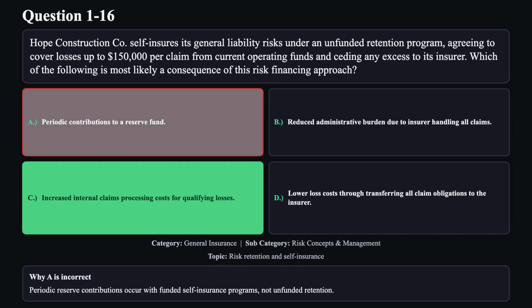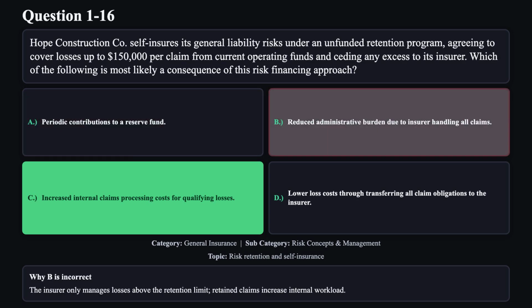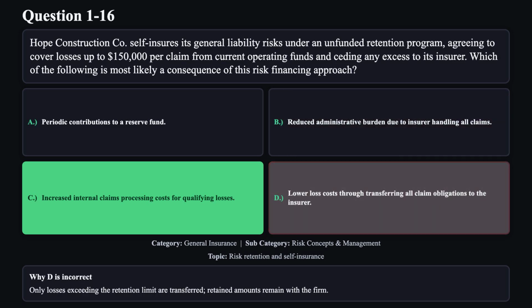Reason A is not correct. Periodic reserve contributions occur with funded self-insurance programs, not unfunded retention. Reason B is not correct. The insurer only manages losses above the retention limit. Retained claims increase internal workload. Reason D is not correct. Only losses exceeding the retention limit are transferred. Retained amounts remain with the firm.